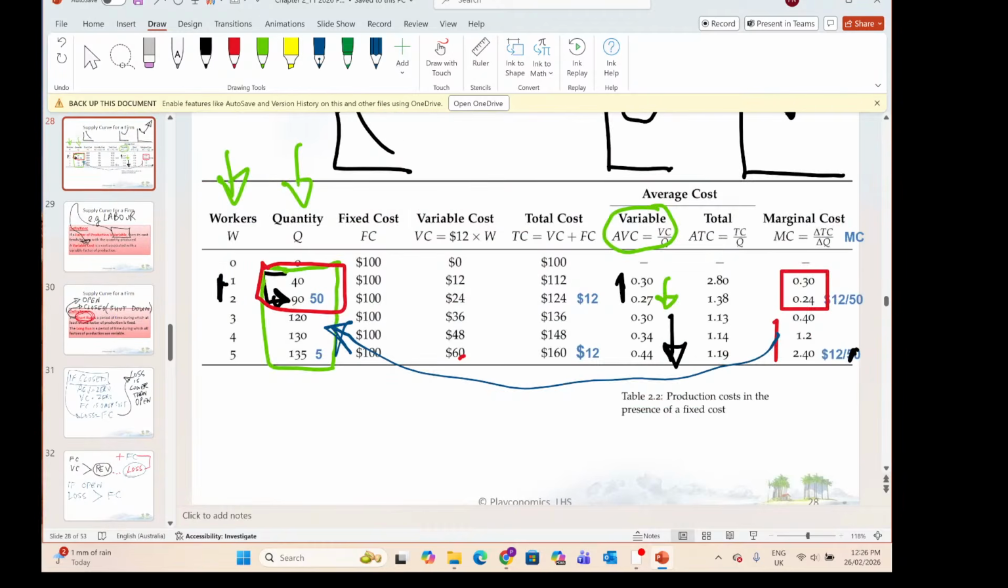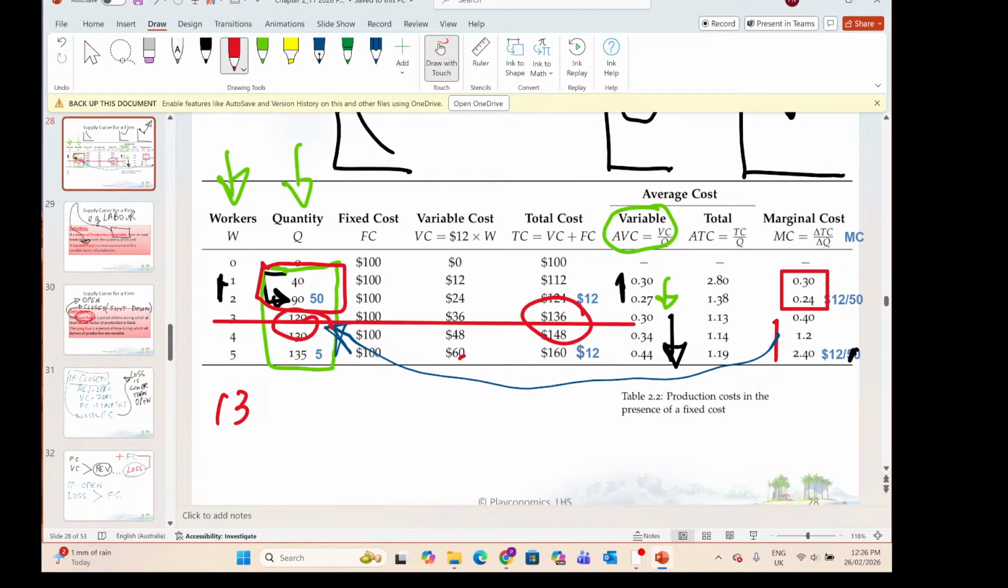How can we find the average total cost? We could simply get, I'll underline a line in red. How could we get an average total cost? We could get 136 and put it over 120. 136 over 120 is going to give us $1.13. That's one way of getting our average total cost.